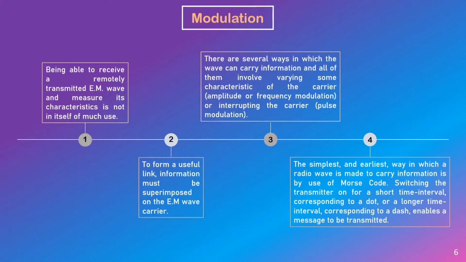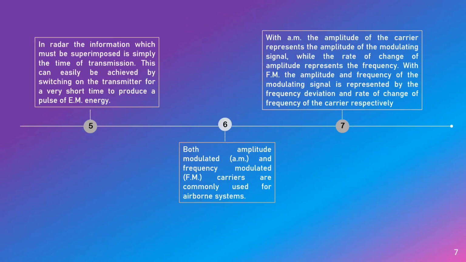Modulation. Being able to receive a remotely transmitted EM wave and measure its characteristic is not itself of much use. To form a useful link, information must be superimposed on the EM wave carrier. There are several ways in which the wave can carry information. All of them involve varying some of the characteristics of the carrier: amplitude or frequency modulation, or interrupting the carrier, pulse modulation. The simplest and easiest way in which a radio wave is made to carry information is by using Morse code, switching the transmitter on for a short time interval corresponding to a dot or for a longer interval corresponding to a dash, which enables a message to be transmitted.